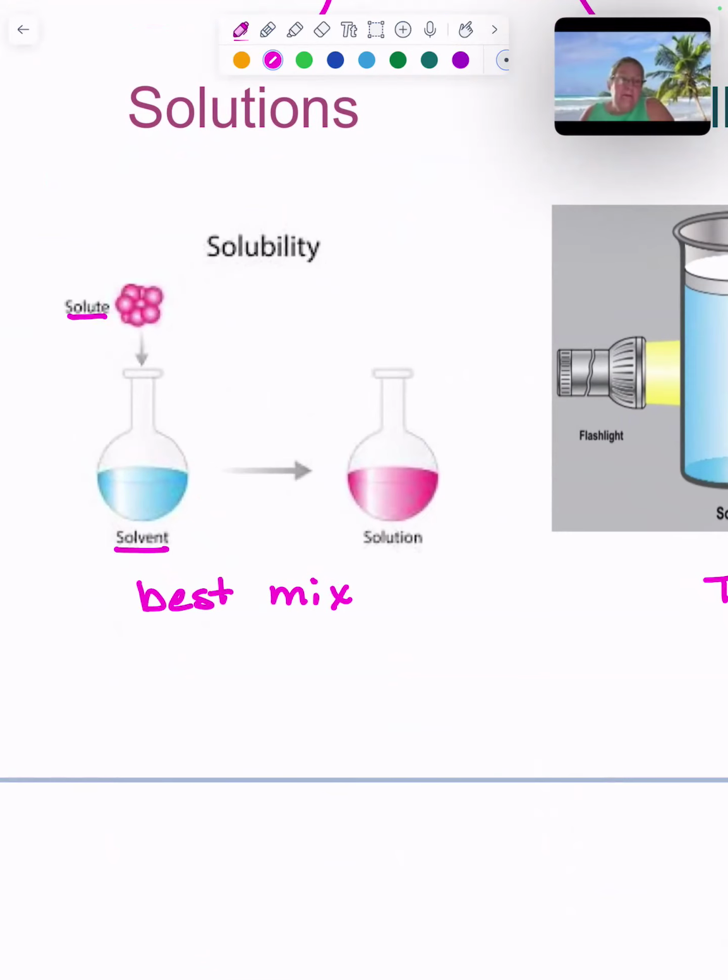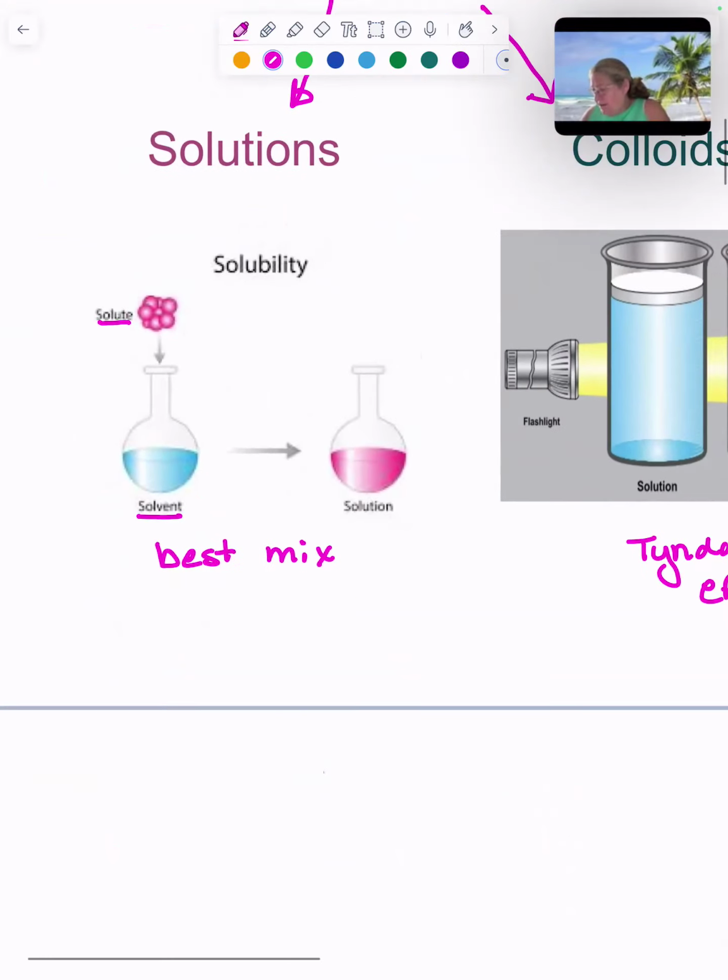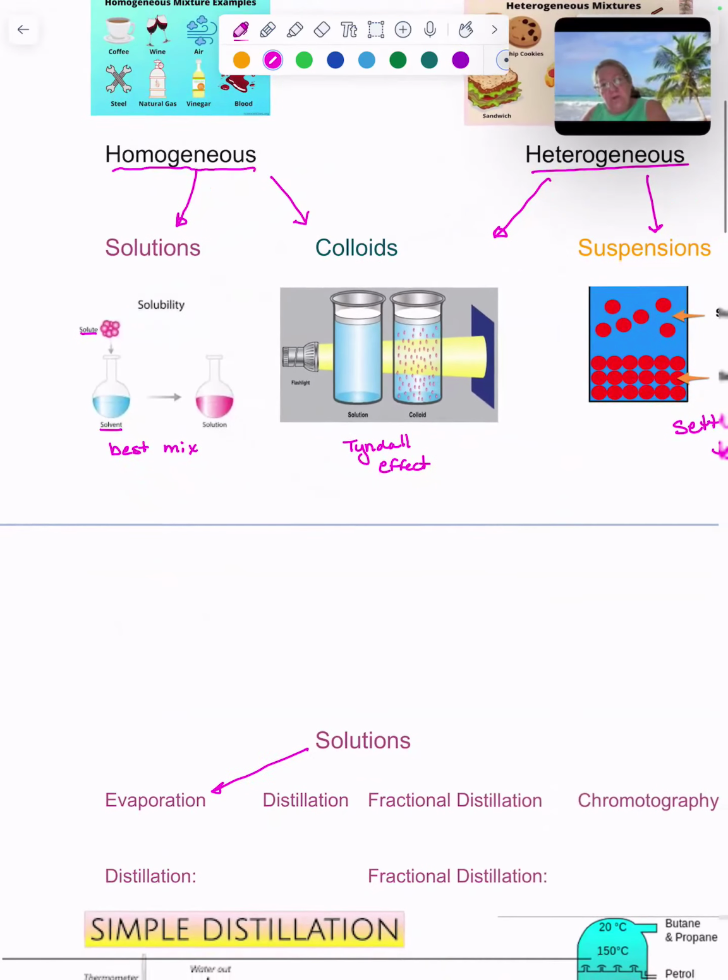A good example is Kool-Aid. You make Kool-Aid by adding flavor crystals to water, and if you've ever let it sit and evaporate away, you get the flavor crystals back. Some people will use Kool-Aid when they make rock candy.